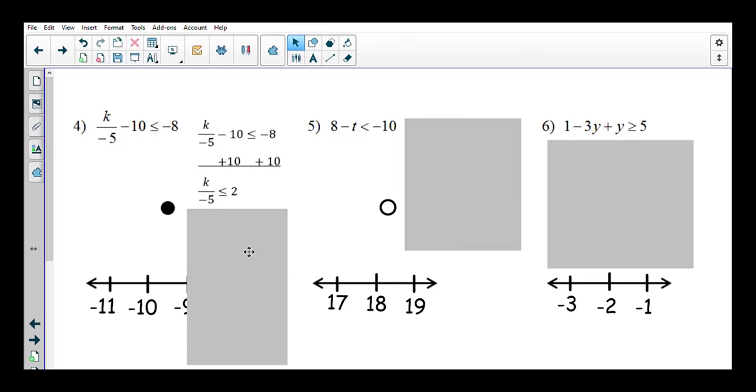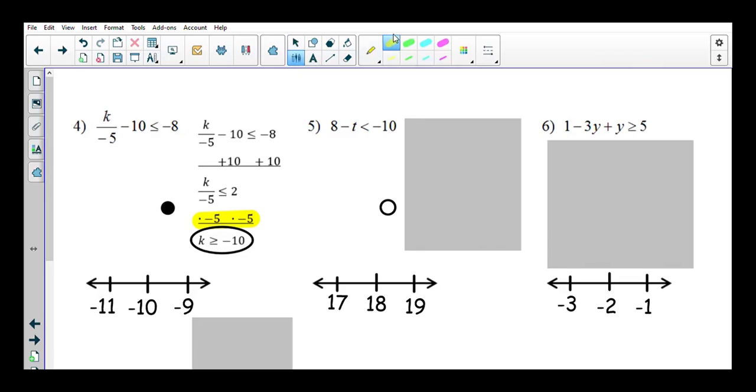Then we will multiply both sides by negative 5. That's the inverse of dividing by negative 5. But because we multiplied both sides of our inequality by a negative number, as I'm going to highlight in yellow here, that means we need to flip our inequality symbol around. So for our final solution, instead of k is less than or equal to, we will get k is greater than or equal to negative 10.